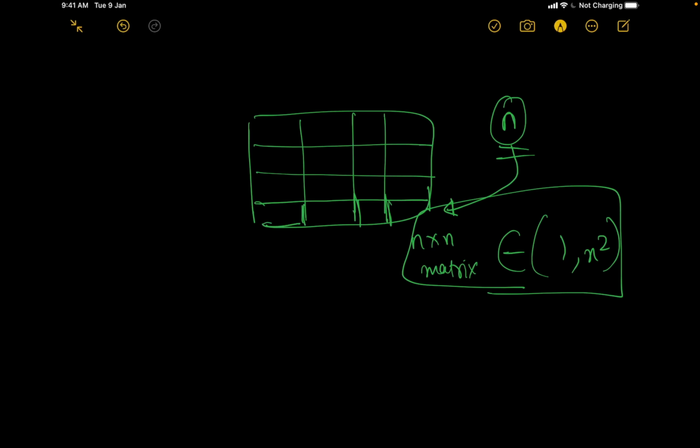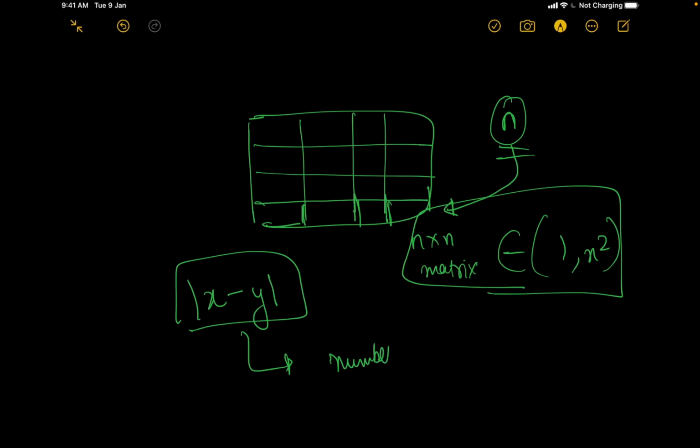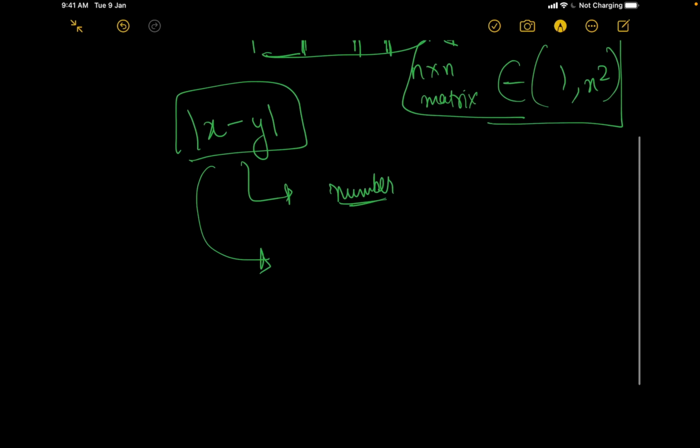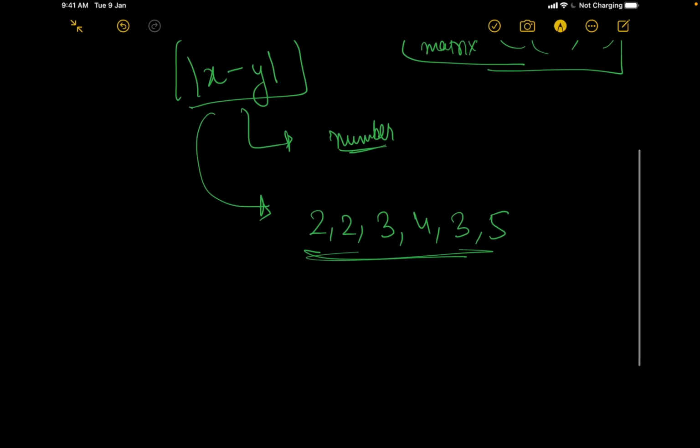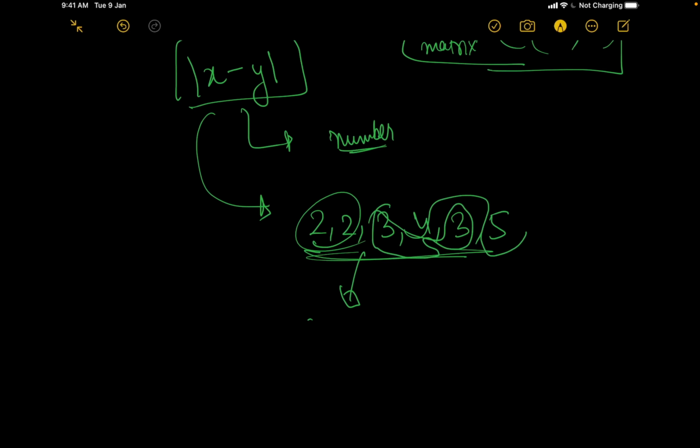Then for every adjacent pair, let's say element x and element y, we'll take the absolute value of their difference, note this down, and count the number of distinct values. So for example, let's say we wrote down all the values and got 2, 2, 3, 4, 5, like we can get any values, right? Here the number of unique values is 2, 3, 4 and 5, so 4 unique values we have.